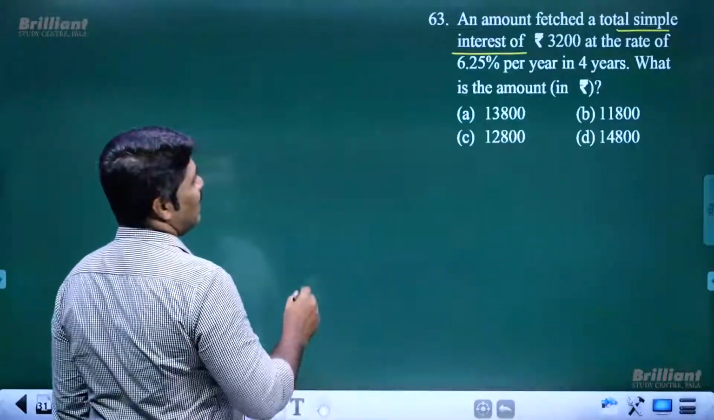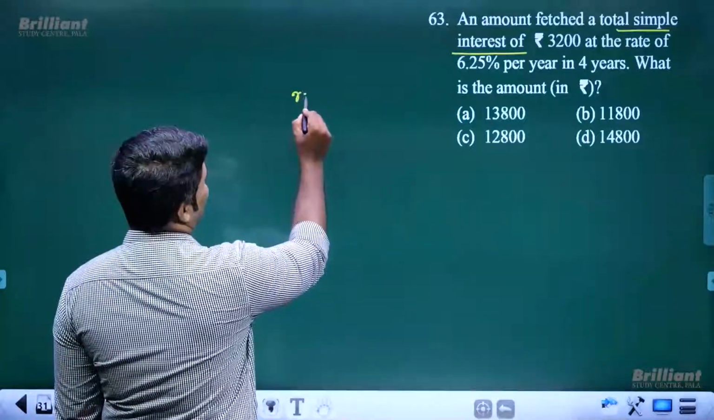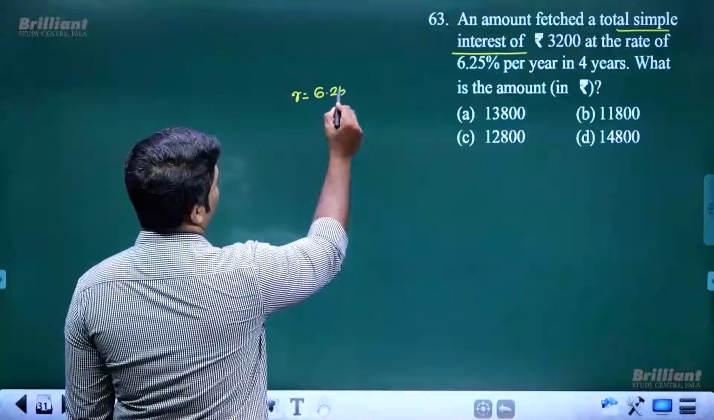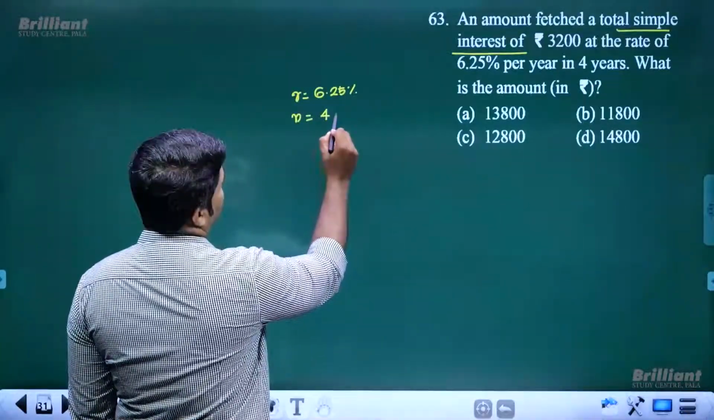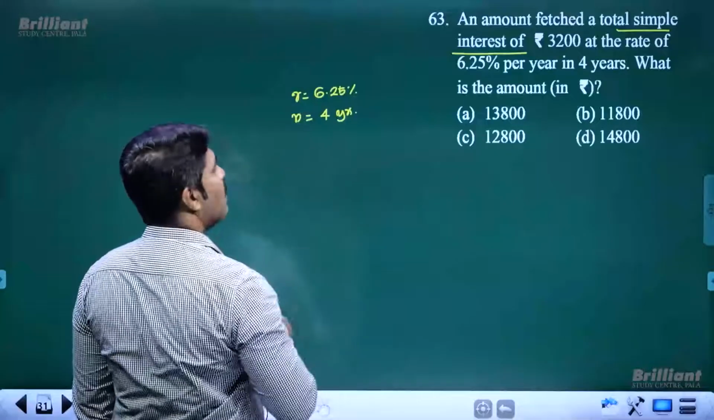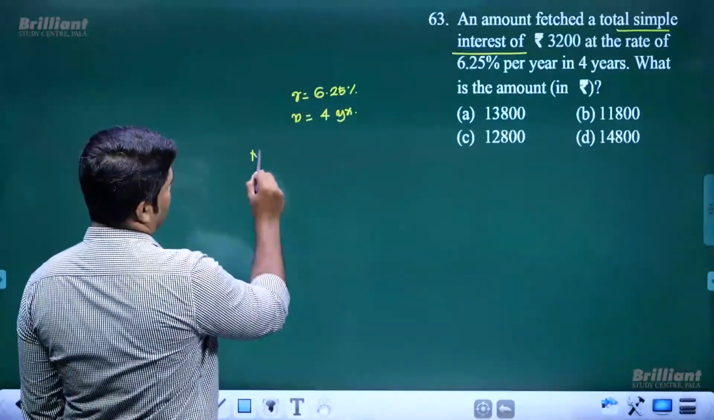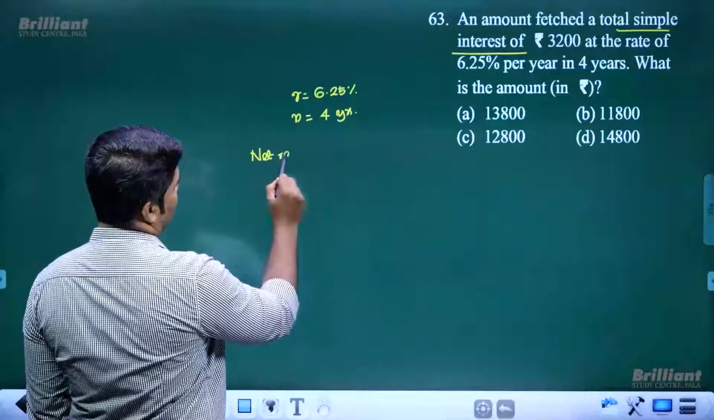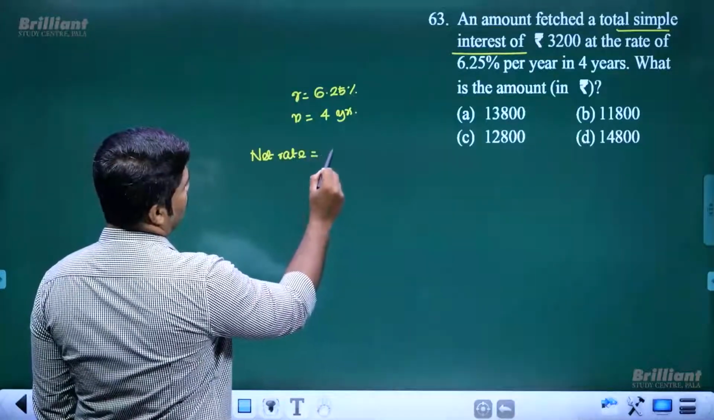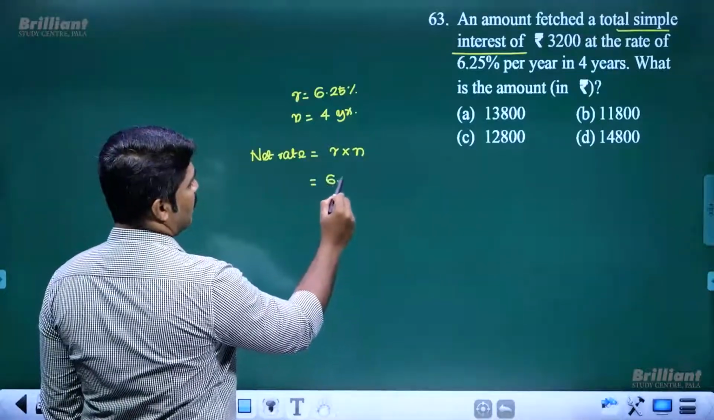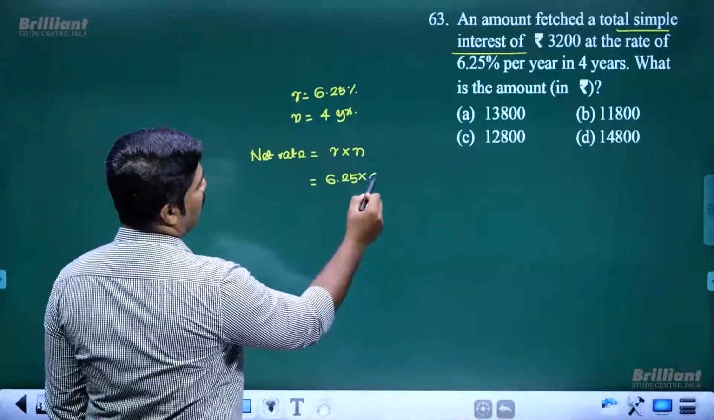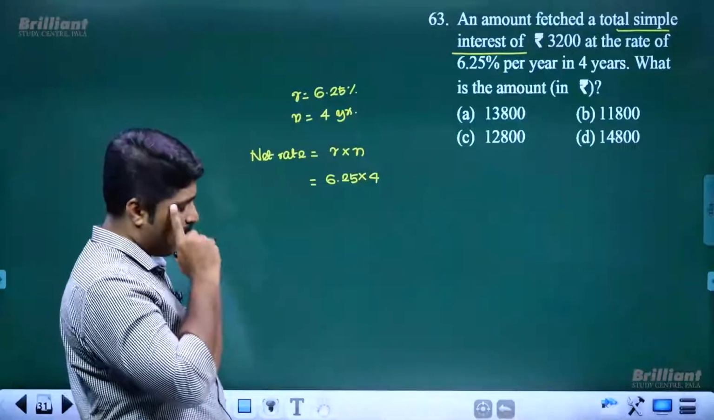So how to find the net rate? Here, the rate is 6.25%, and the period of investment is 4 years. So therefore, net rate is nothing but R into N. That's it. Here 6.25 into 4. This much percentage. That's very simple.